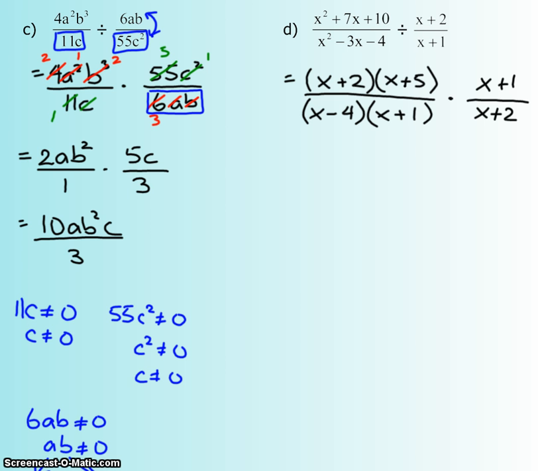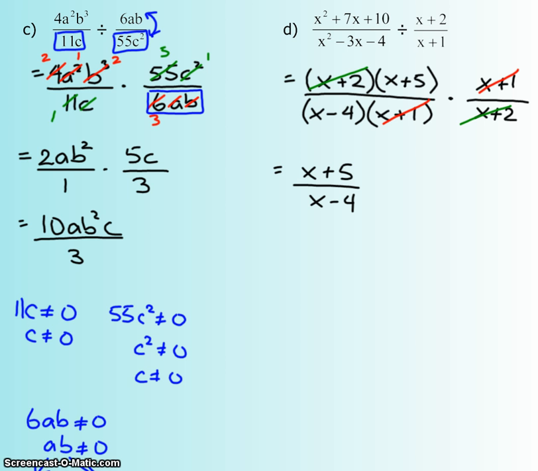Remember to change that division into a multiplication. So now we can start to break things down. Numerator and denominator. Numerator and denominator. And I'm left with x plus 5 and x minus 4.